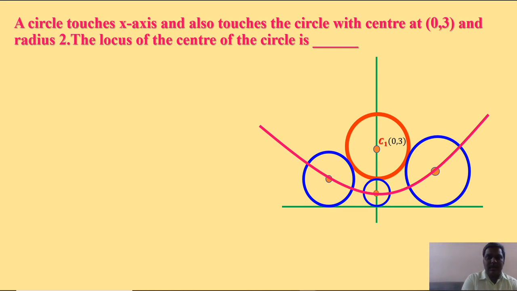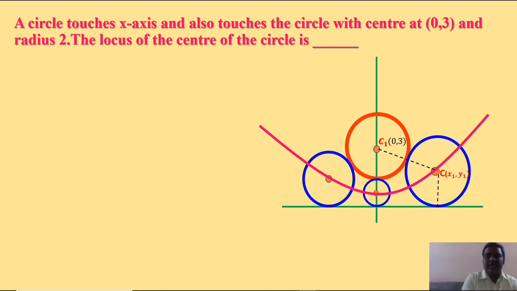Now consider one of the circles and draw a perpendicular from that center to the x-axis. What does it give? It is the radius of the circle. Am I correct or not? Now join the center of the shown circle to C1. What is C1? (0, 3). Now let us start the procedure.